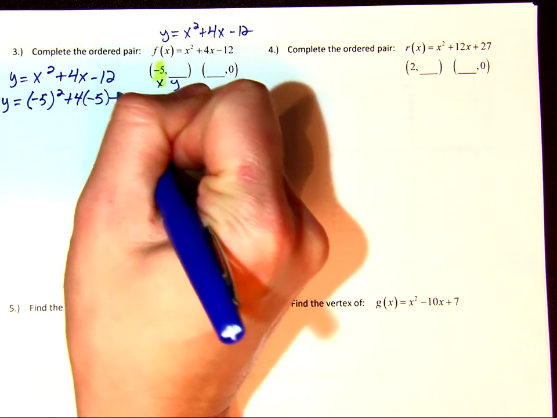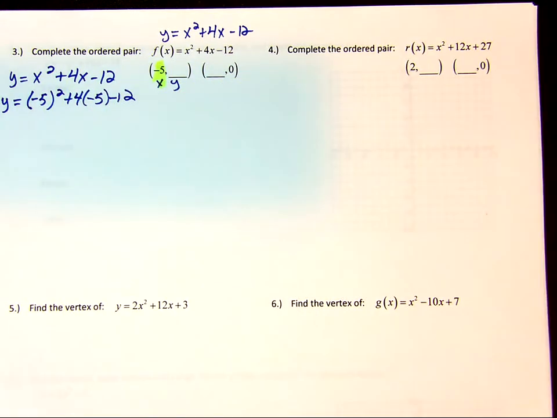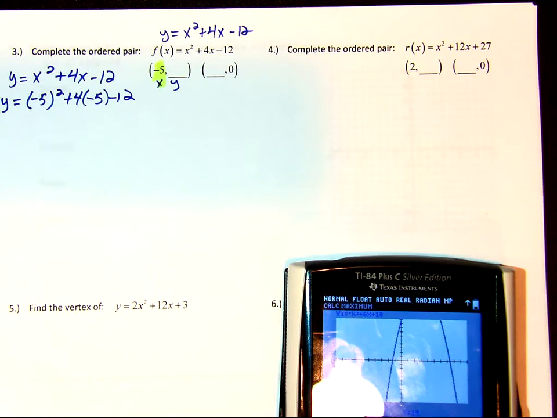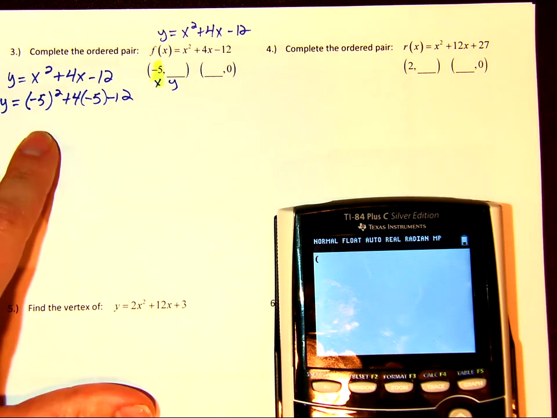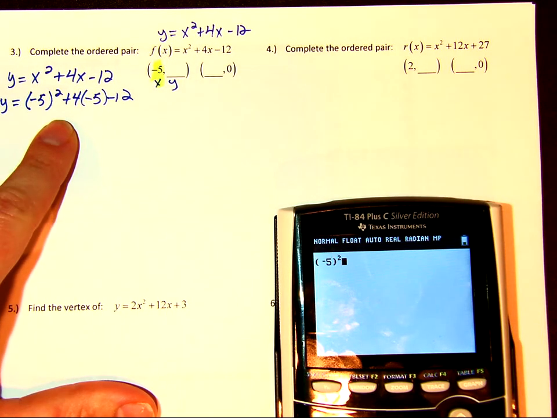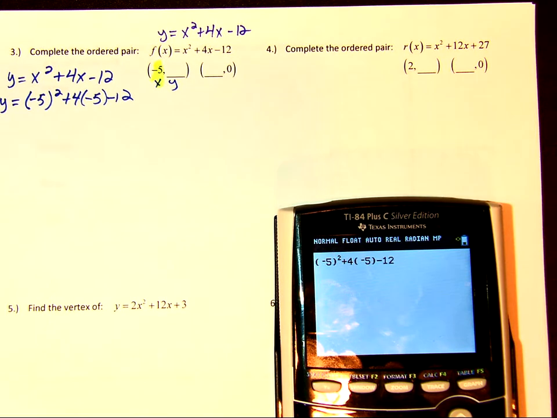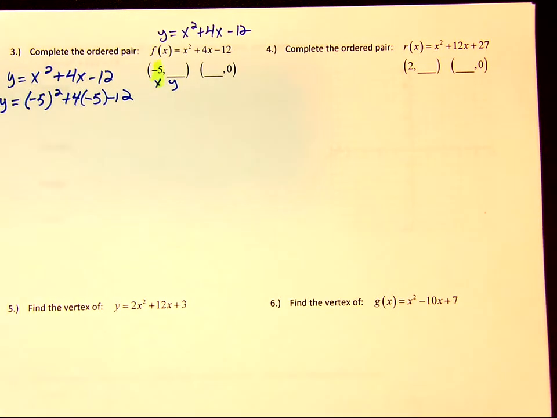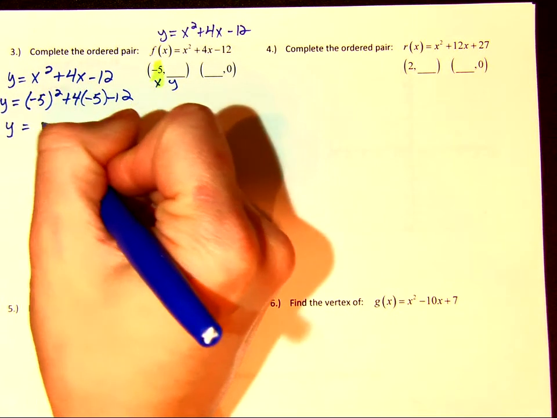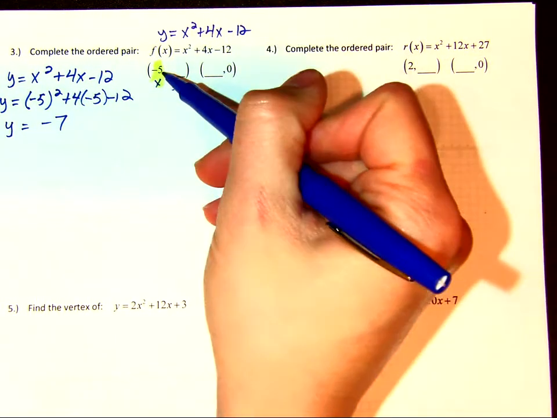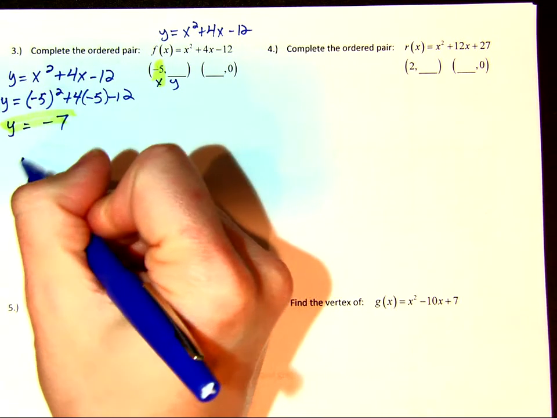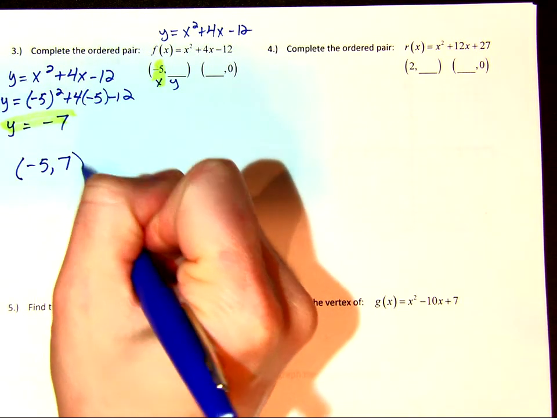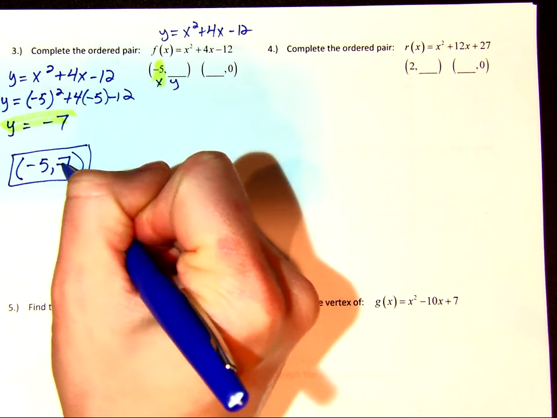Then we can go ahead and type that into our graphing calculator. So in parentheses, negative 5 squared plus 4 times negative 5, minus 12, is negative 7. So we get y equals negative 7. So I have an x of negative 5 and a y of negative 7. So that ordered pair is negative 5 comma negative 7.